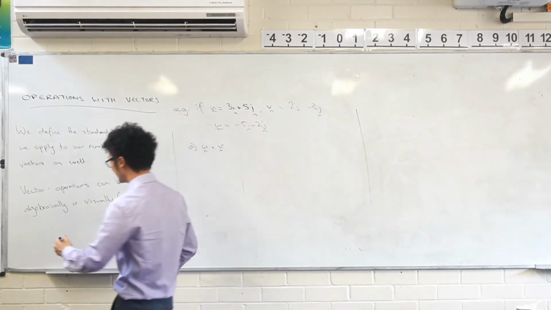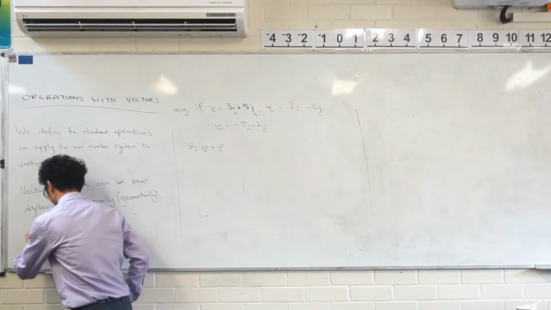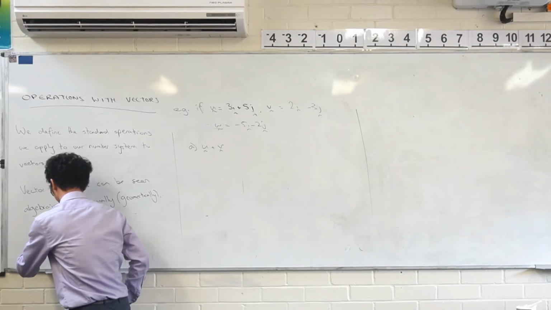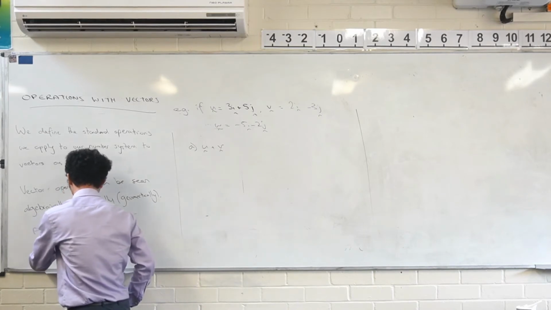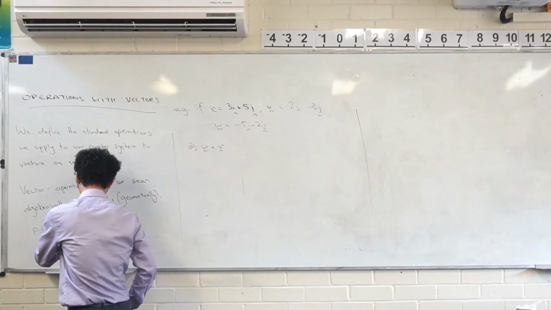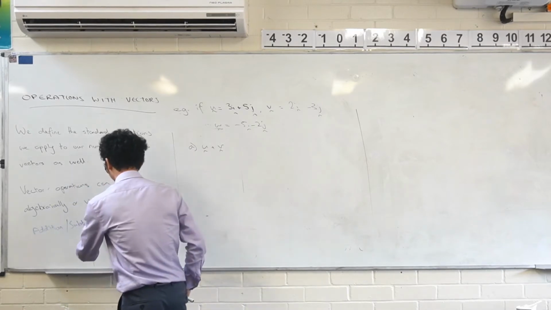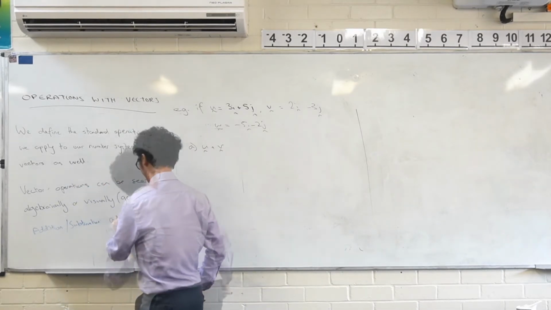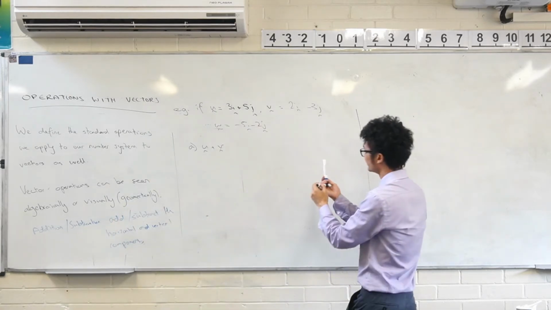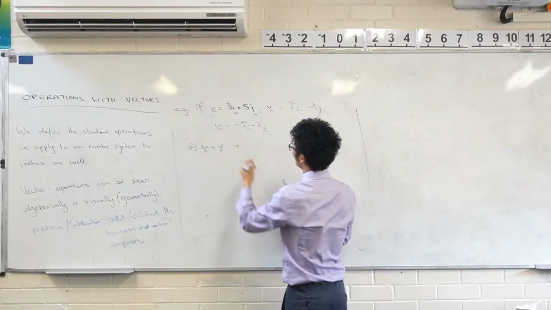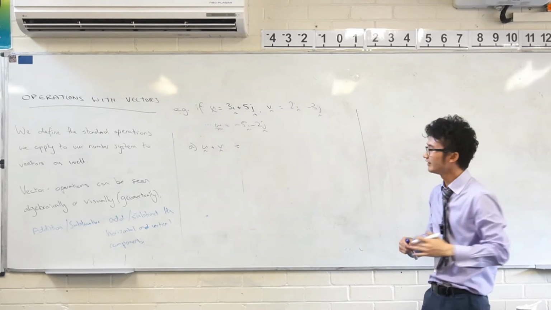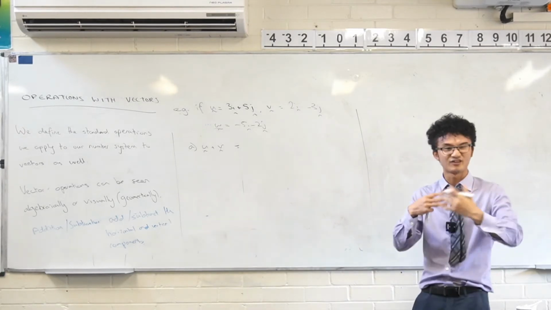Okay, so this is for addition and subtraction. This is how it works. For addition and subtraction, we add and subtract the horizontal components respectively. So we'll take this one over here, u plus v. The way they write it in a particular way is just to show how the law actually applies.